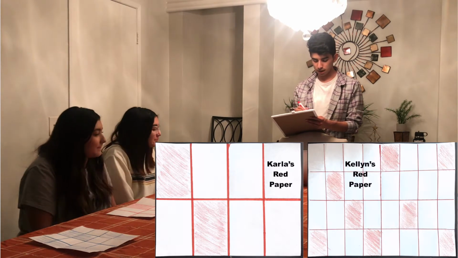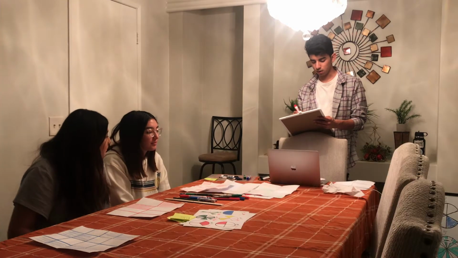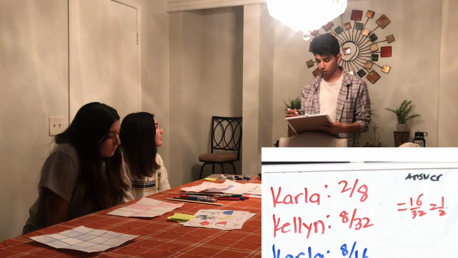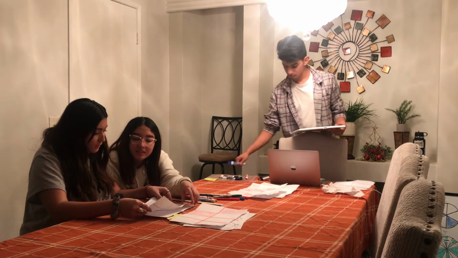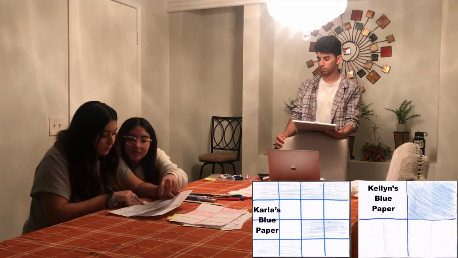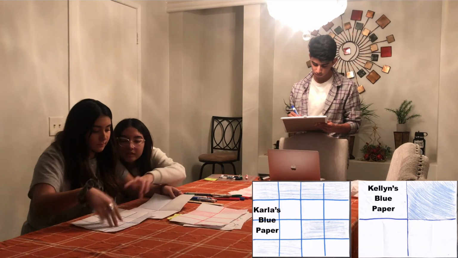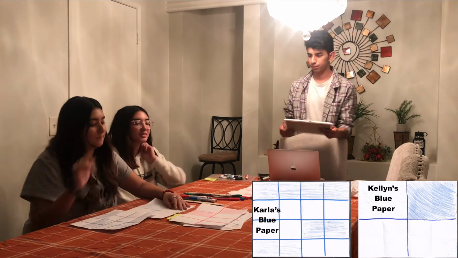Yeah. And then Kellyn, yours was 8/32, right? Mm-hmm. 8/32. All right, so what did you get for your total number? 1/2. 1/2. All right, now I want you guys to do the same thing for the blue ones. Are you sure? Yes. Okay. So, 1, 2, 3, 4, 5, 6, 7, 8. So 3/4. 3/4. We finished.